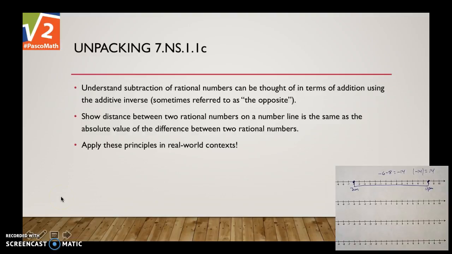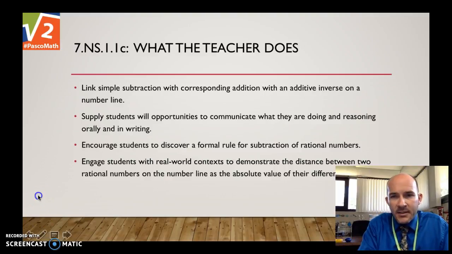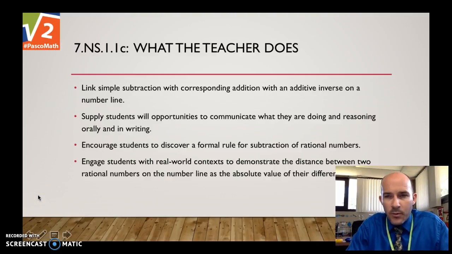We also want to make sure to apply these principles in real-world context, just like we did here with temperature. Temperature is a go-to. Sometimes maybe we can use some other context, but I relied on it here. When looking at what the teacher should do with 7.NS.1.1c, again, link simple subtraction with corresponding addition with an additive inverse on the number line. Supply students with opportunities to communicate what they are doing and reasoning orally and in writing. And encourage students to discover a formal rule for subtraction of rational numbers. Again, that should come from the students. And engage students in real-world context to demonstrate the distance between two rational numbers on the number line as the absolute value of their differences.